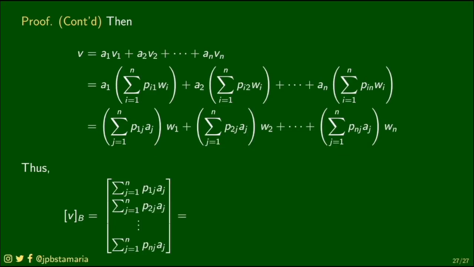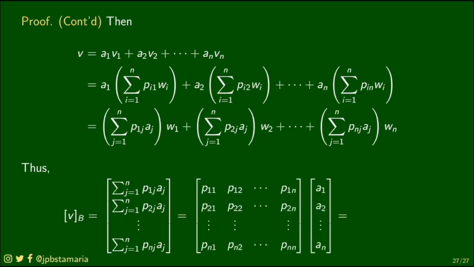But if you try to expand this sum, you will notice that that is the same as multiplying this matrix with this column. For example, if I multiply this with this, I get P11 A1, P12 A2, up to P1n An, and that's the sum. And so on. If I do this, I get that. If I do this, I get that. But as you can remember, this is the transition matrix and this is the old coordinate. And therefore, we're done. So this is the equation that we wanted to prove in the end.